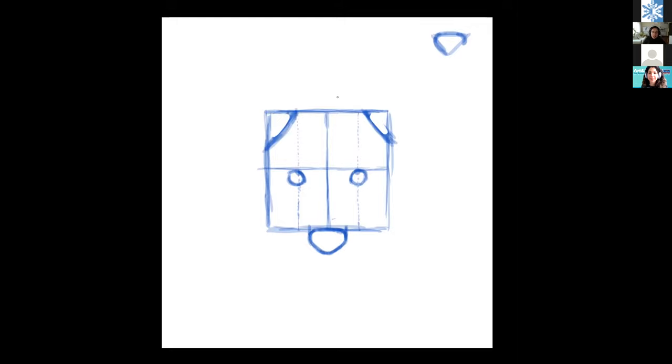So, next, you can draw a triangular shape, more or less, here. Again, a bit more on the round side. Don't make an exact triangle. But this will represent the ears.